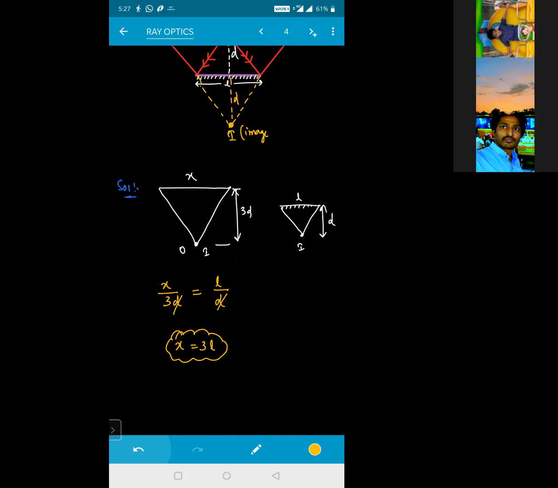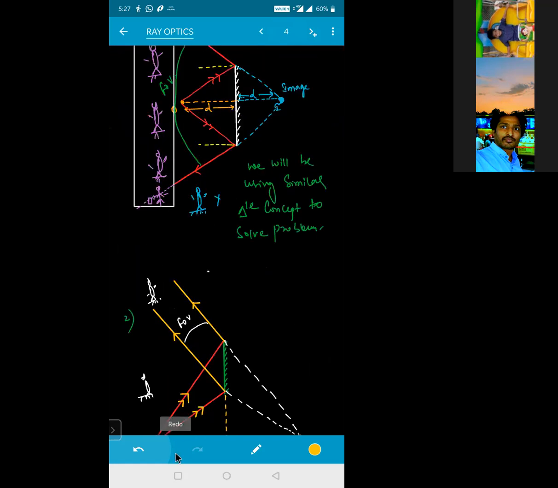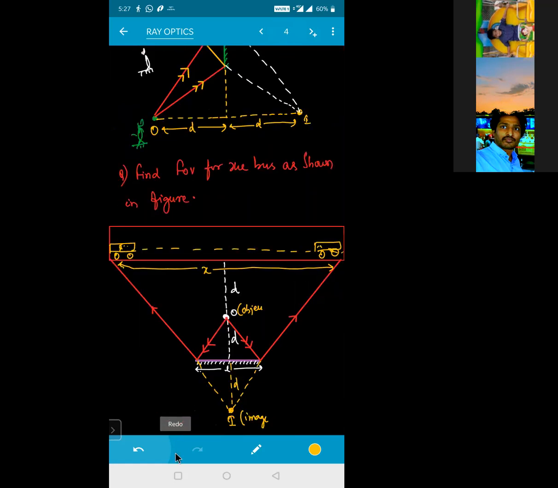Is it clear? So the distance between the image formation and the viewer, you have to check. We need to only check that image. See here, from here to here, this is the field of view. This distance.